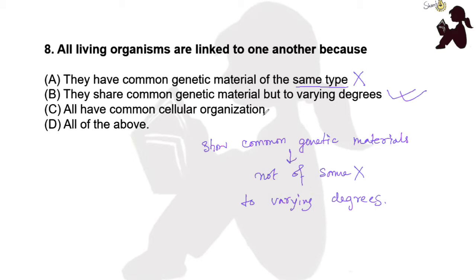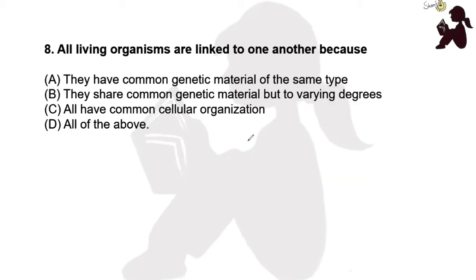And all have common cellular organization. This is wrong because some of the organisms have different cellular organization and these are highly species specific. So this is also not true. Then all of the above, this is not true. So here the correct answer is they share common genetic material but to varying degrees, option B. Okay, so now move forward to the next question.